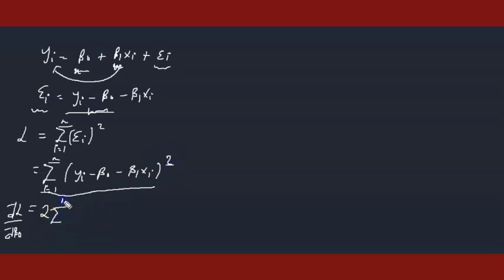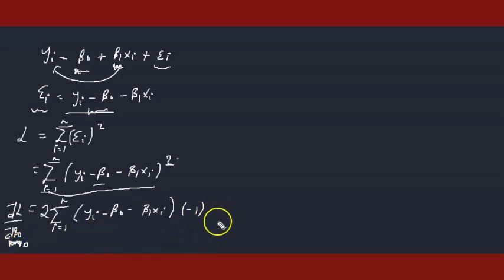Then we'll have the summation of i starting from 1, then yi, just copying the things inside, minus beta naught minus beta 1 xi. Then this power will reduce by 1. And because we are differentiating with respect to beta naught, we are going to differentiate the inside, and notice that it will be just a negative 1, like that. Then the second thing that we need to do is set this equal to 0.